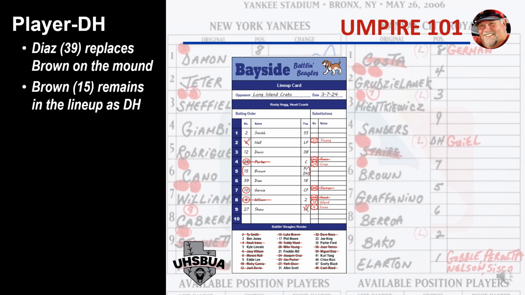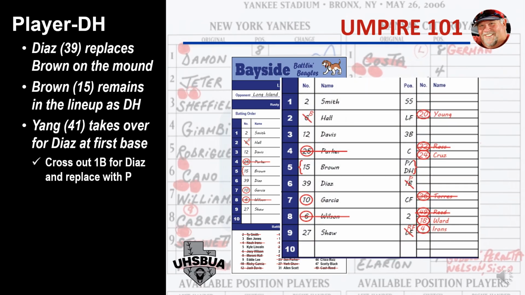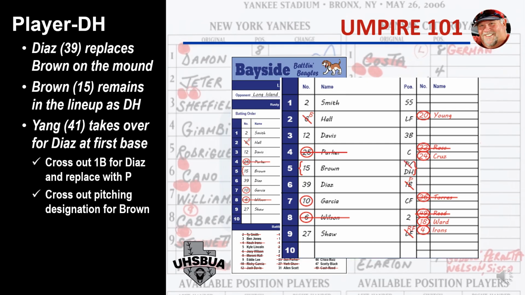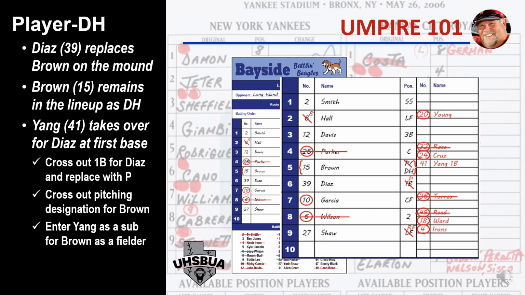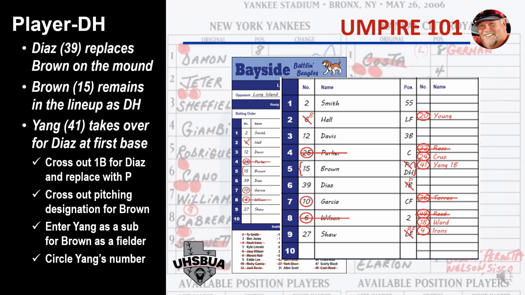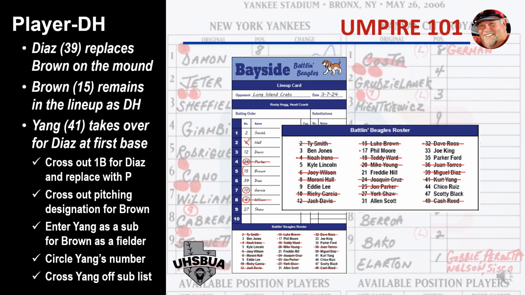Defensively, he may replace Brown with number 41, Yang, playing first base. To show that on the lineup card, we cross out first base next to Diaz's name and replace it with the designation for pitcher. Then we strike through the pitcher designation next to Brown's name and enter Yang's name and uniform number in the substitution area, along with his position designation. We circle Yang's uniform number, and we take care to cross him off the list of eligible substitutes.